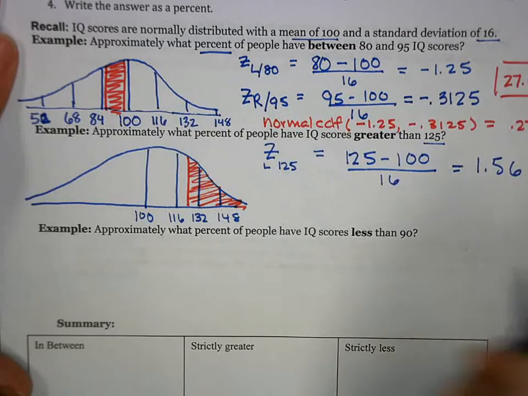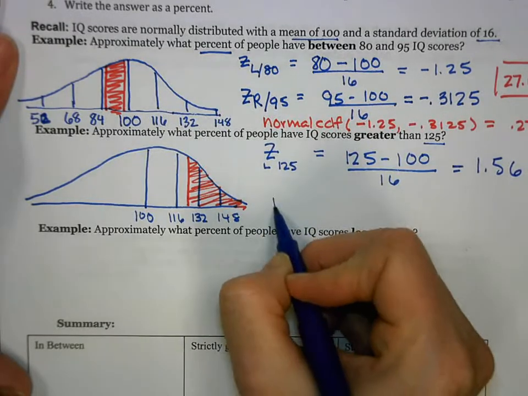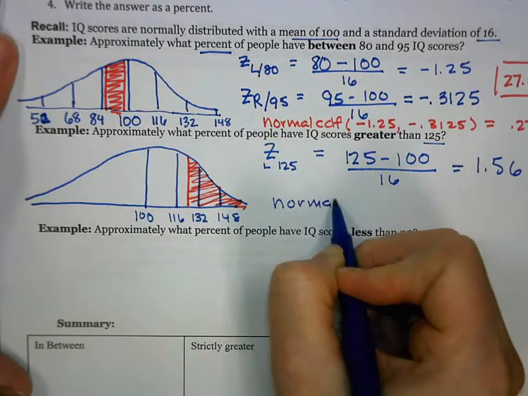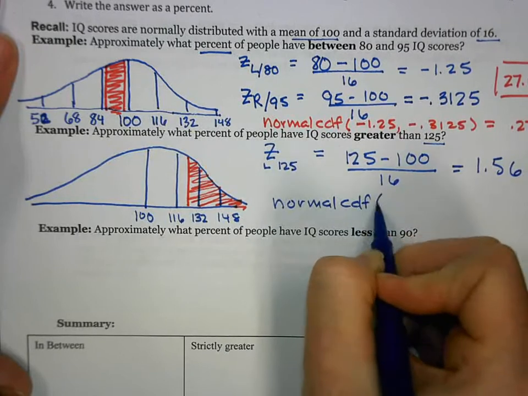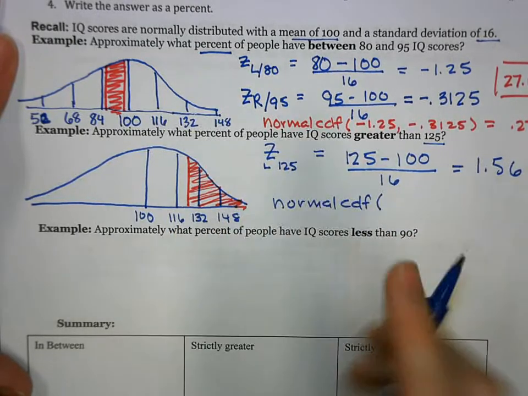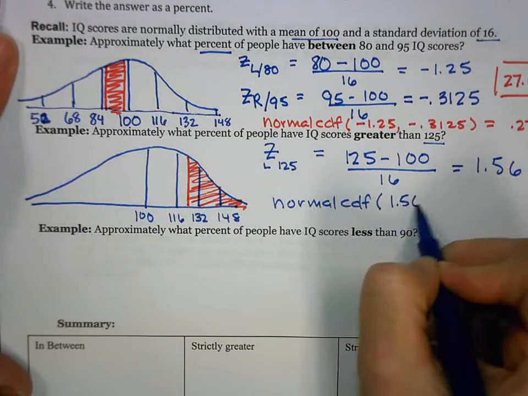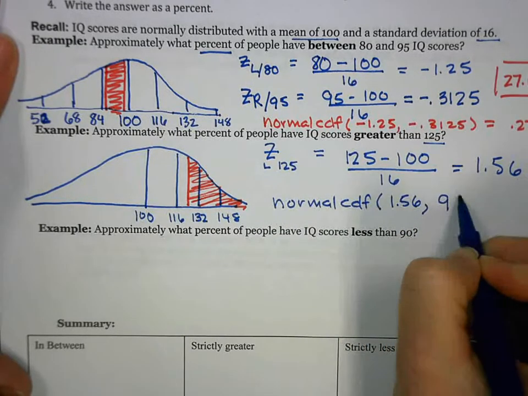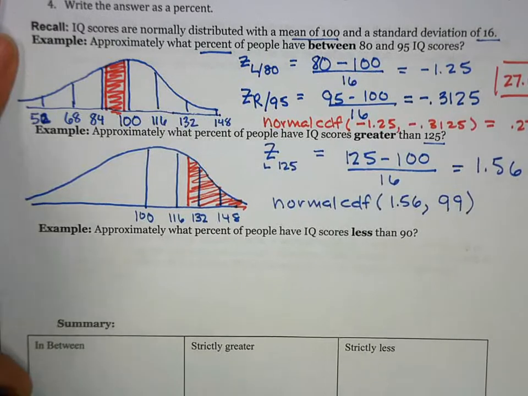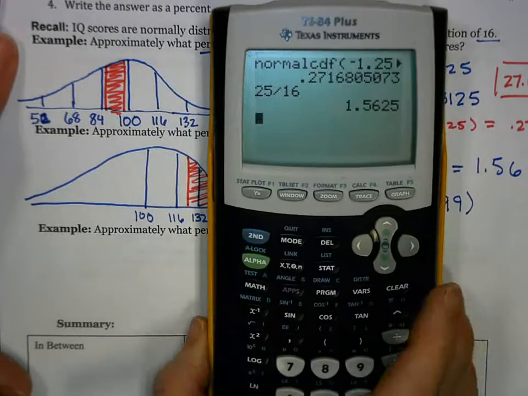1.56. What we're then going to do is use our normal CDF function, but because we want the greater, we're going to start with the left z-score. We call this a left z-score, 1.56, and then we're going to put positive 99 in as a value. Okay, so let's do it.